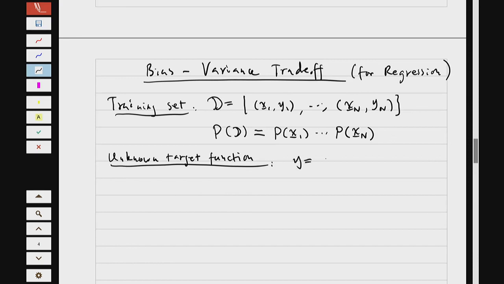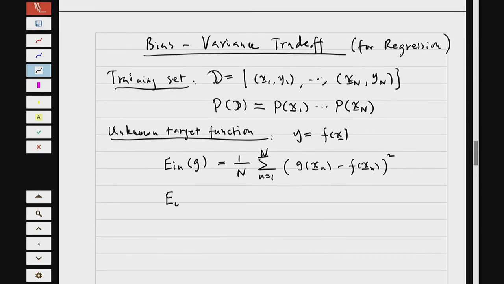y equals f of x, of course. The training error for any hypothesis g would be 1/n, the average training error per sample point. So for each sample point we have to define a training error, and because this is regression, the common one would be square error. Like that. And then how about the test error?